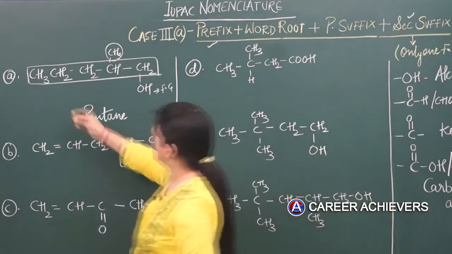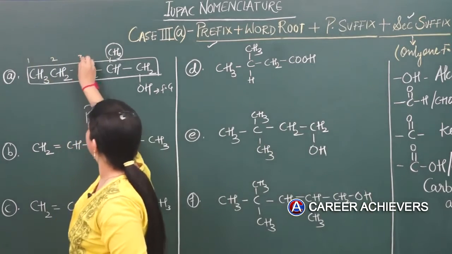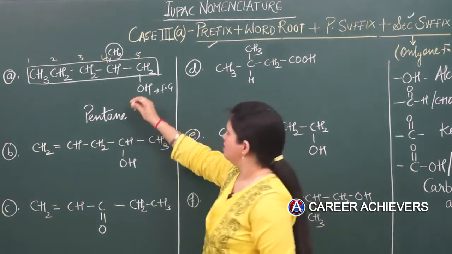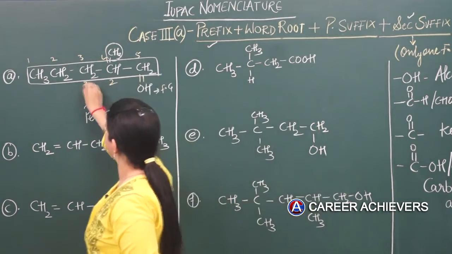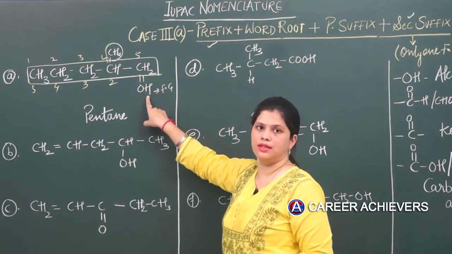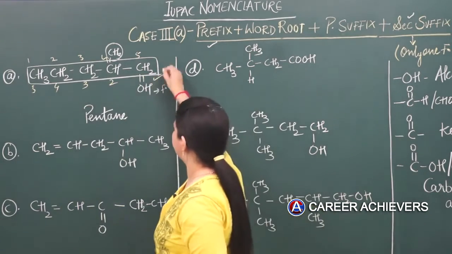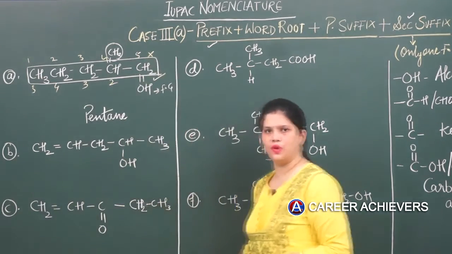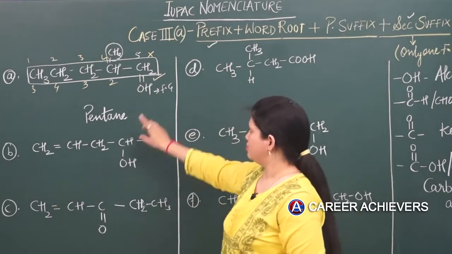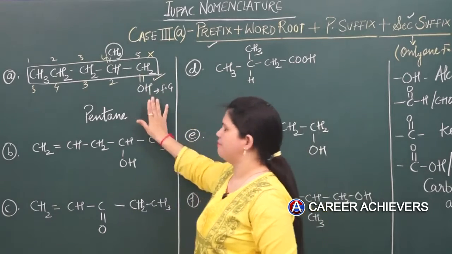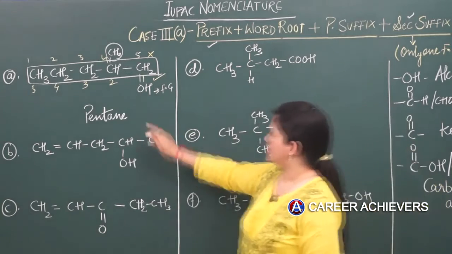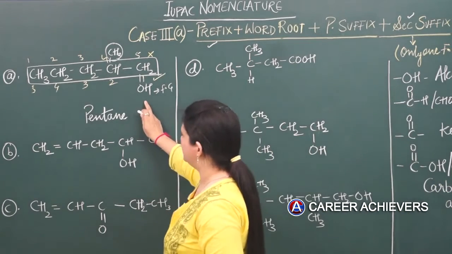So we have two ways of numbering. If we number from this side, then your functional group would get the number 5. But if we number from this side, you can see that the functional group gets number 1. So this numbering is correct and this one is wrong. This is how we have to number it. You should understand that if prefix and functional group are both there, then your functional group should get the minimum number. So the name for this molecule has to be written now.